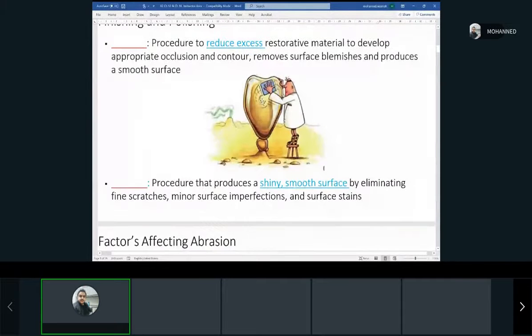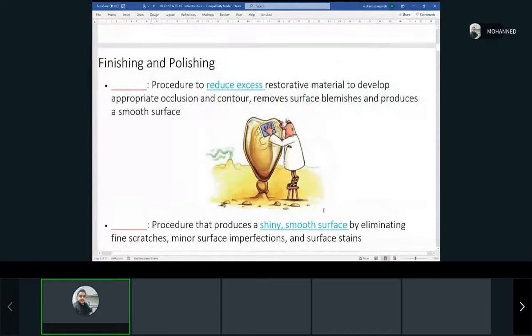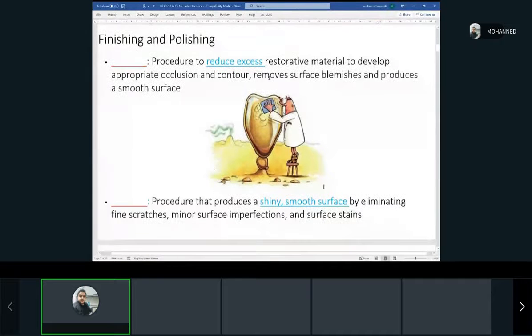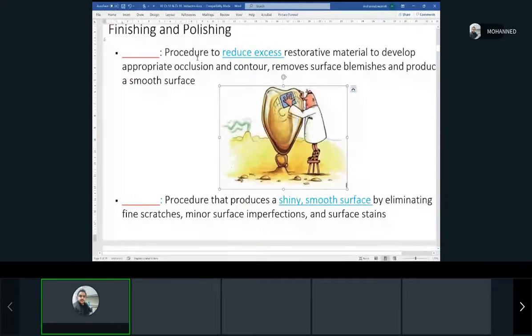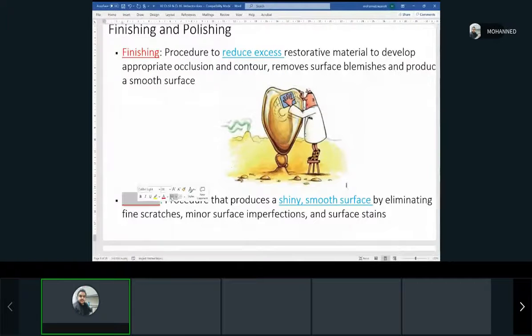So we have again the definitions for these. Which one is polishing, which one is finishing? We have procedure to reduce excess restorative material, and the other one is procedure to produce shiny and smooth surfaces. So one of them is polishing, one of them is finishing. Which one do you think, guys, is the one to reduce the excess material? Finishing, actually. And then polishing is the one that would produce a shiny and smooth surface by eliminating fine scratches and minor surface imperfections. So that's usually what we do after we do a filling.